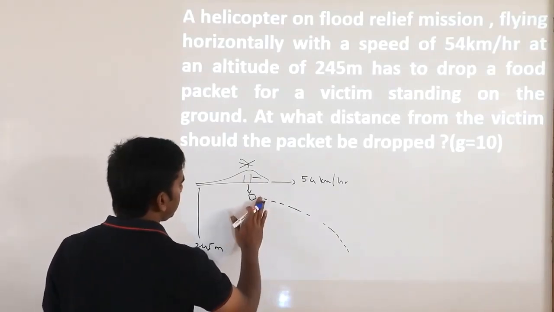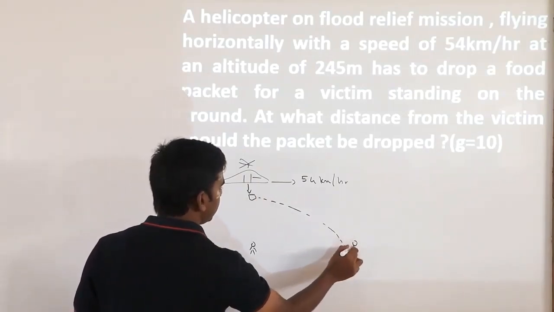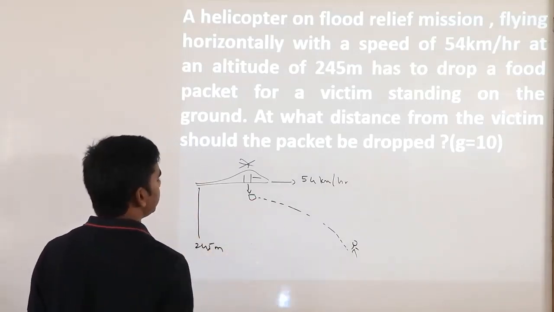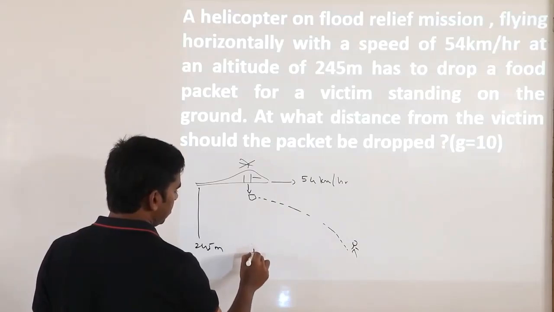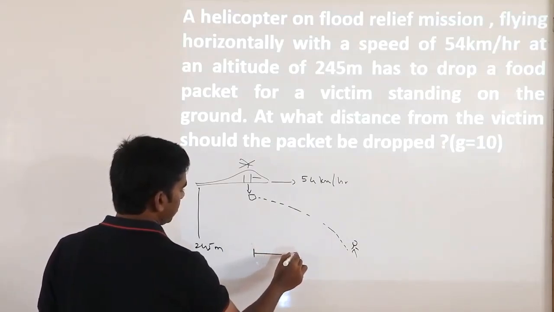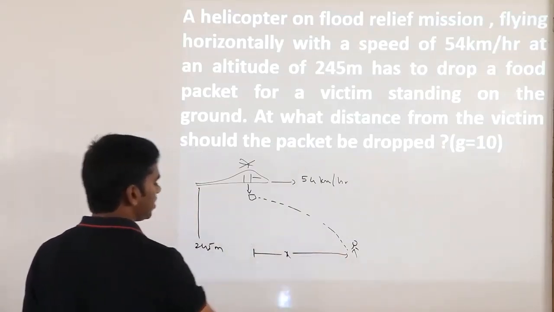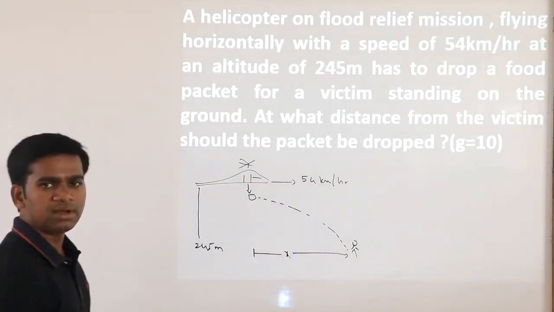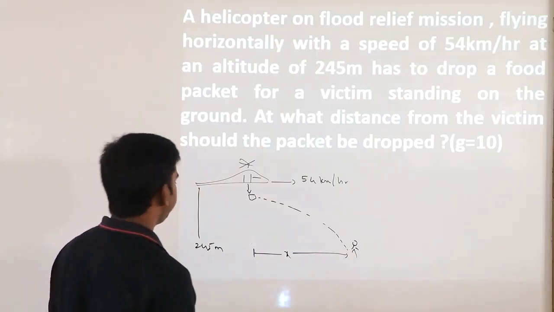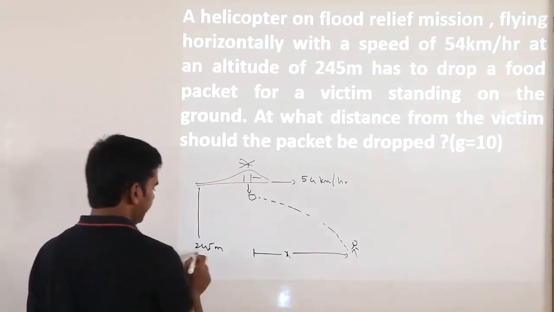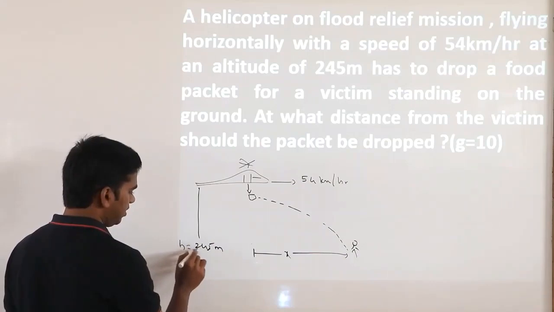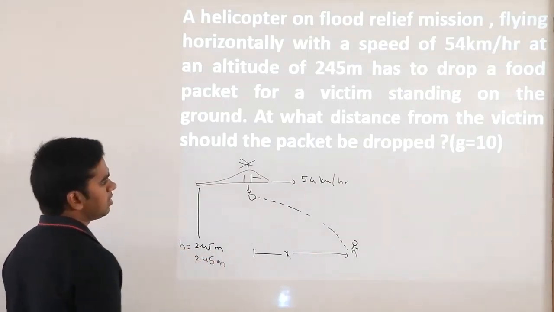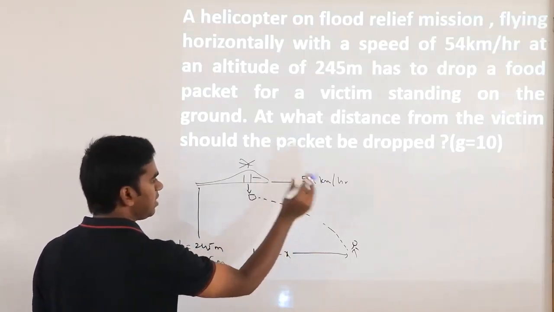Okay, or suppose the victim is standing over here. They have to drop at this point only, then only he can catch it. They are asking this distance, at what distance it should be dropped. That is nothing but horizontal distance x. So this is what we have to calculate, the horizontal distance. For that, first you look at these two. This is the height h, so height h is 245 meter. But this is 54 kilometer per hour.